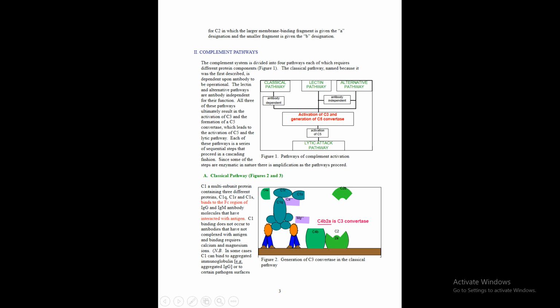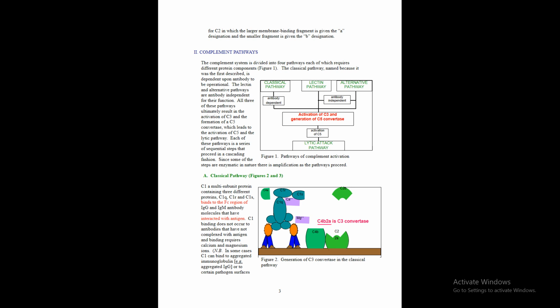So, in classical pathway, it will start with C1 complement, which consists of C1r, C1q, and C1s. The trigger of activation of this product is the presence of antigen-antibody reaction. The antibody could be an IgM antibody or could be an IgG antibody.